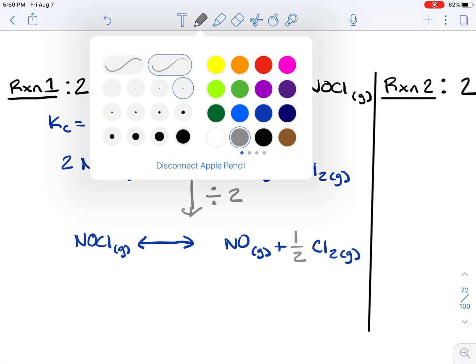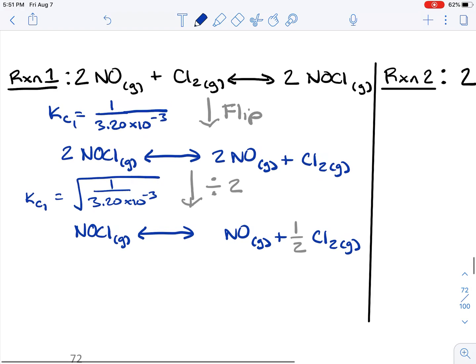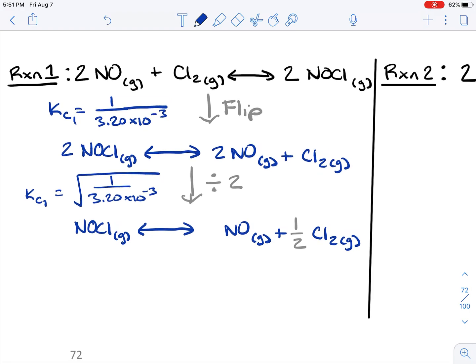And so if you recall, if you were to divide a chemical equation by a factor, then you need to take the root of that factor and apply it to Kc. And so here, since Kc is 1 over 3.20 times 10 to the negative 3, then dividing it by 2 tells us that we have to take the square root. So Kc1 is changing once again.